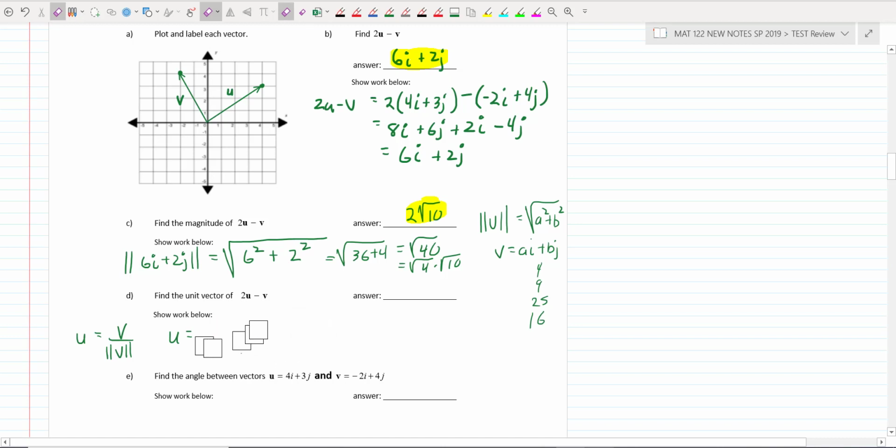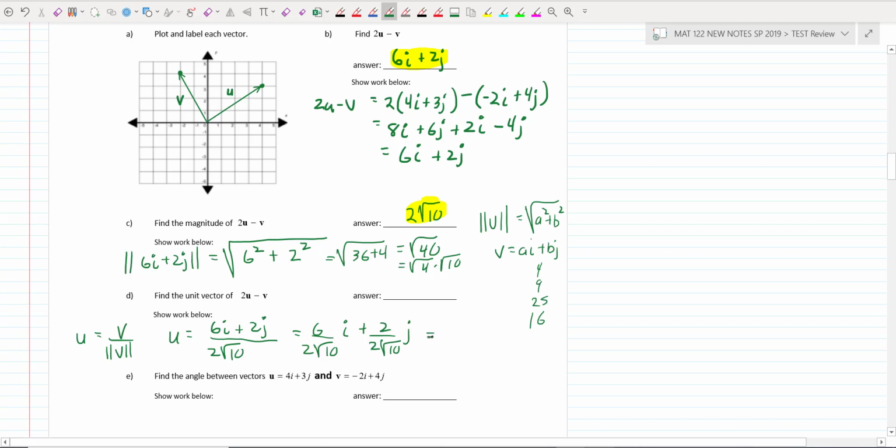Hold on, teacher. You're not doing this right. Okay, you need to take this form, 6i plus 2j. That's the result of that vector. Then you want to divide that by 2 root 10, so we would have 6 over 2 root 10 i plus 2 over 2 root 10 j.